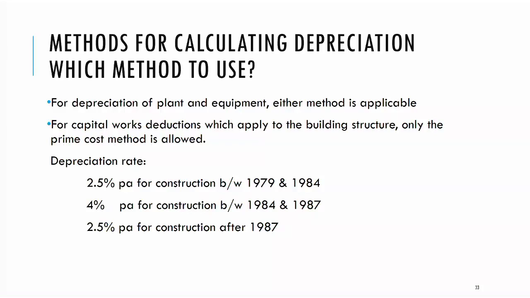What are the depreciation rates? 2.5% per annum for construction between 1979 and 1984. If that building, capital structural work, was built between 1979 and 1984, the depreciation rate is 2.5%. If your building was built between 1984 and 1987, the capital allowances rate is 4%. And if your building was built after 1987, the capital allowances rate is again 2.5%. So it means effective life is 40 years, assume.